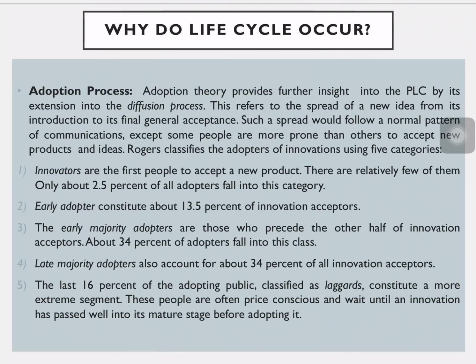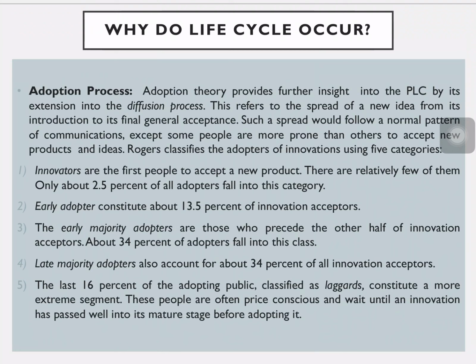Rogers classified the adopters of innovation using 5 criteria. The first one are the innovators, the second one are the early adopters, the third one are the early majority adopters, the fourth one are the late majority adopters, and the last one are the laggards. So who are the innovators?